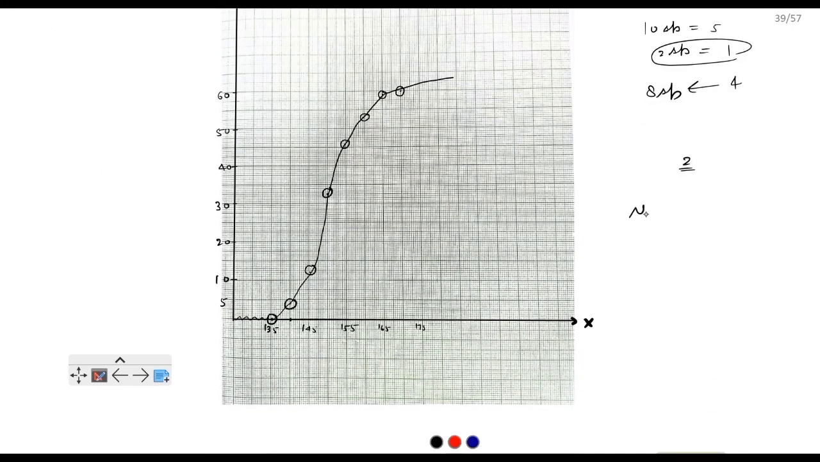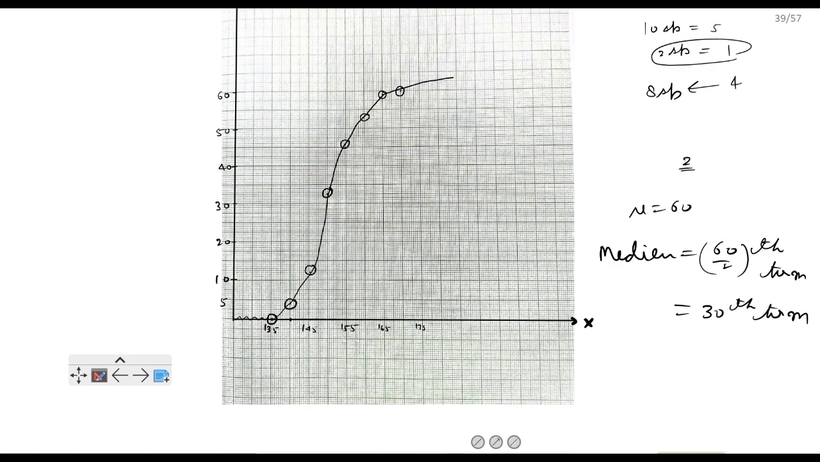In this question n is equal to 60. It means median will be 60 upon 2th term, means 30th term. Now mark 30th term. If you draw this on your graph paper, you will be able to draw more accurately. It is approximately 149.5 because it is on 9th mark.